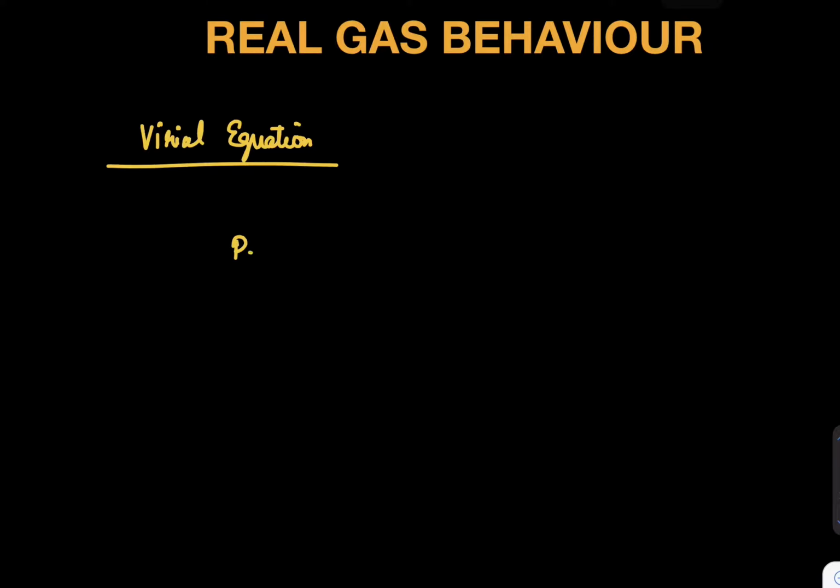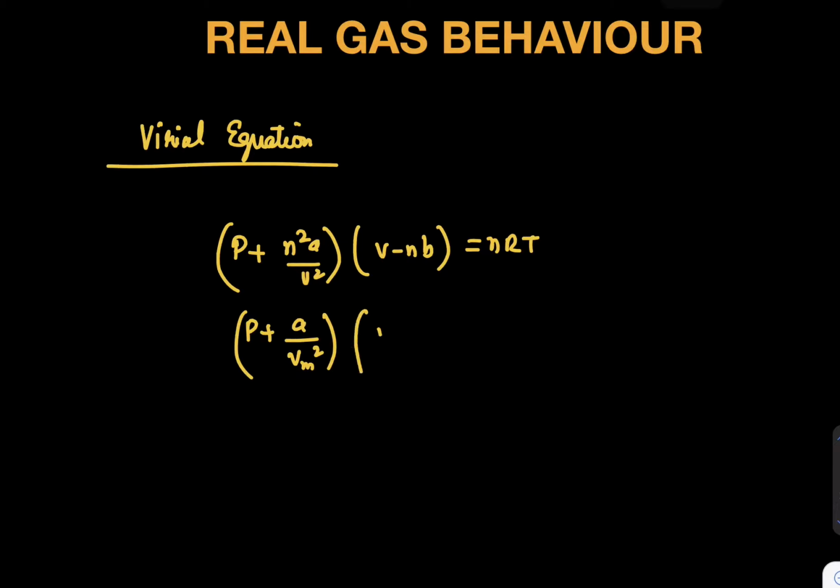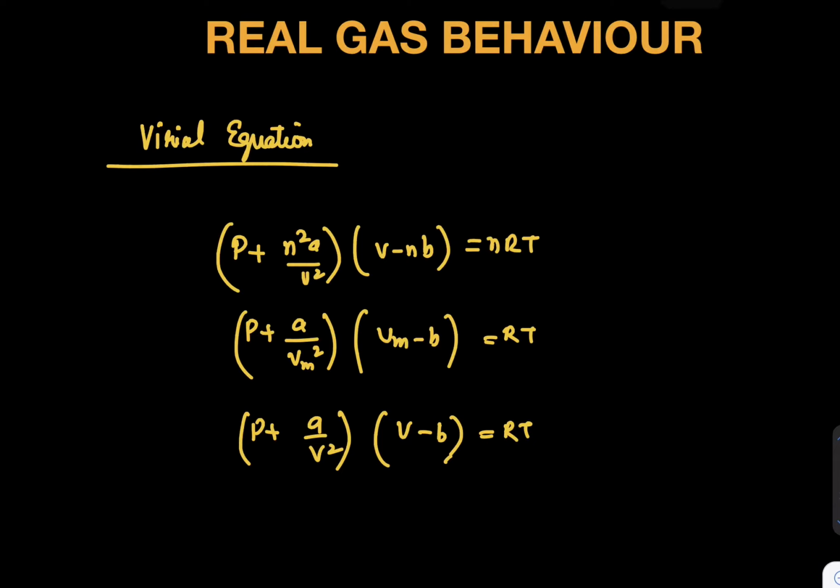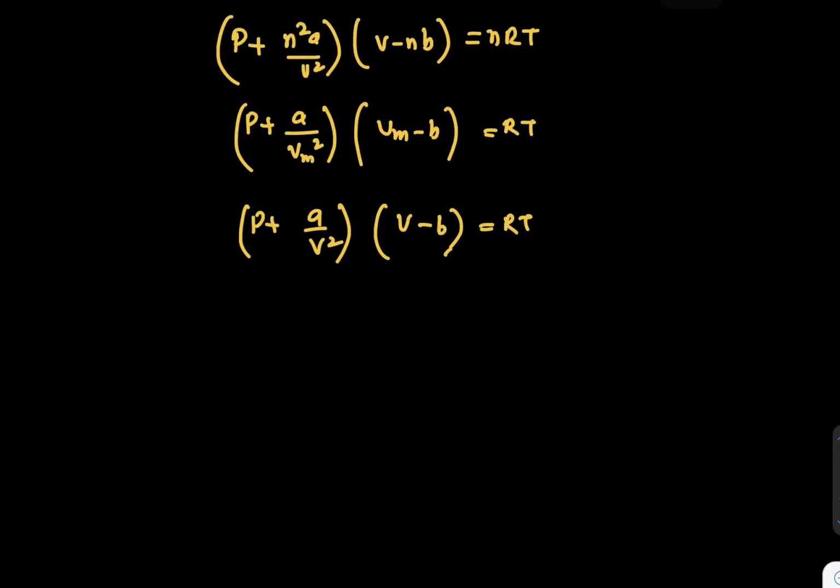Van der Waals equation is (P + n²a/V²)(V − nb) = nRT, which you can write as (P + a/Vm²)(Vm − b) = RT, with molar volume squared. If we ignore the subscript m, I can just use the simple (P + a/V²)(V − b) = RT. So I'm assuming V is the same as Vm. It's basically molar volume because the number of moles I'm considering is one in this question.